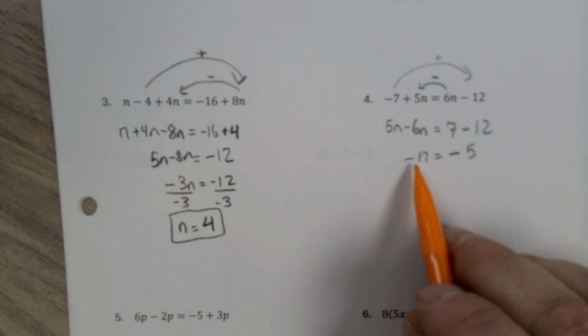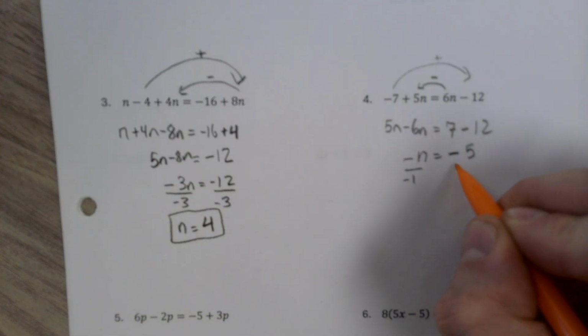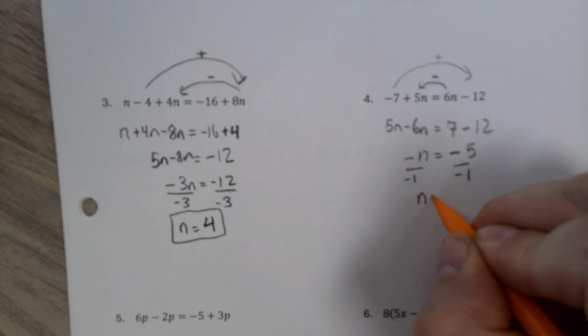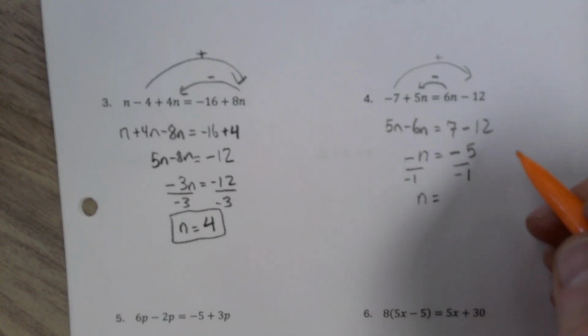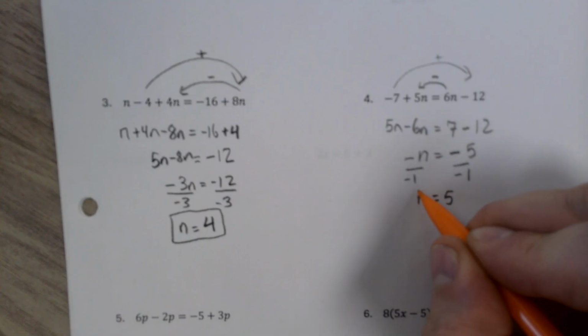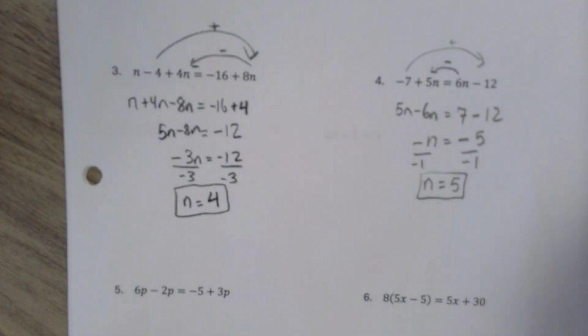And then, since this isn't a positive 1 in front of the n, you're going to have to deal with this negative. And the way we would deal with that is we would divide both sides by negative 1. That makes it a positive n, and then these two, when you divide, is just going to be 5. All right, 2 more.